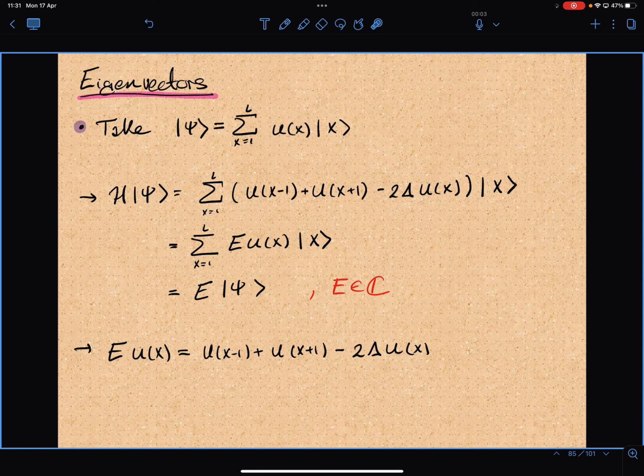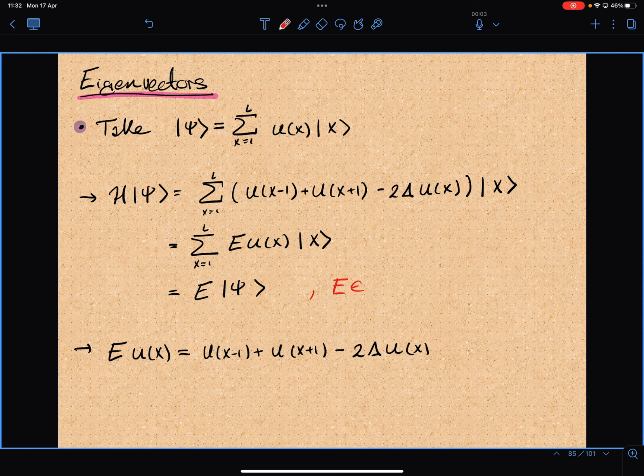And if I write the action of H on psi explicitly in this format, I get that the coefficient in front of X is going to be given by this. Yes? So is H not necessarily Hermitian? It is Hermitian. So is the eigenvalue real? Yeah, we already proved that.